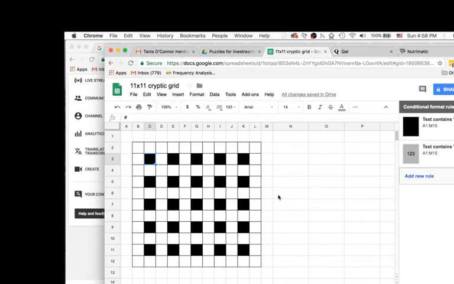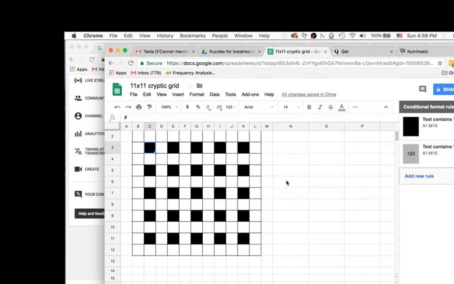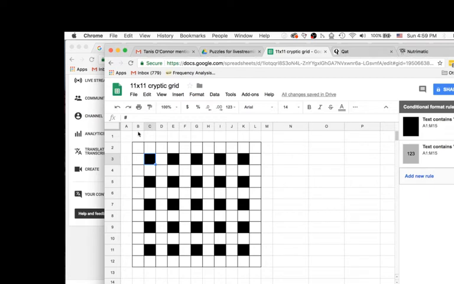I have an 11 by 11 blank grid set up. I have set in some conditional formatting. If the text contains an octothorpe or hash mark, then I will color that square black. That gives me an easy way to add and remove black squares. I already added the hash marks in the even rows and columns, but I can also, if I wanted to, add another one up here, and it will automatically blacken that square.